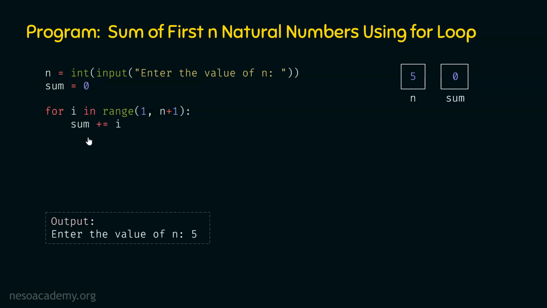Now let's execute this code. First, we have to declare the variable i. i is now pointing to value 1. Why is that the case? Because the first value received from the range function is 1.